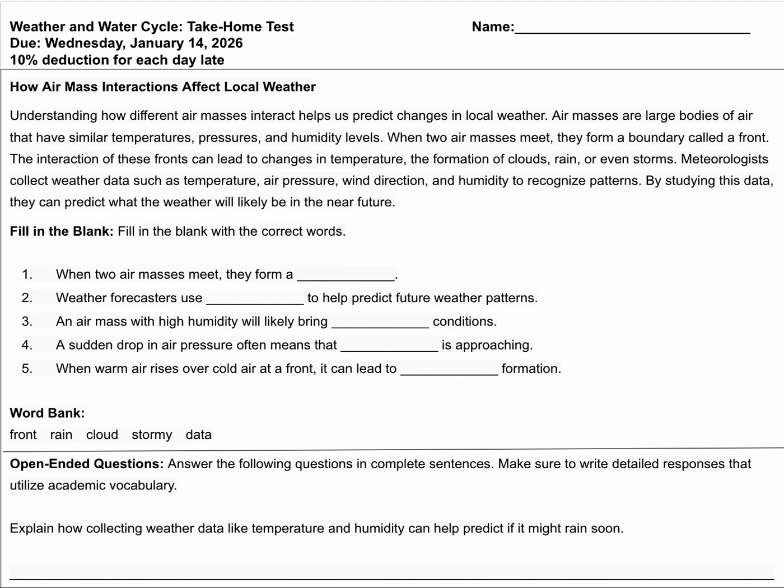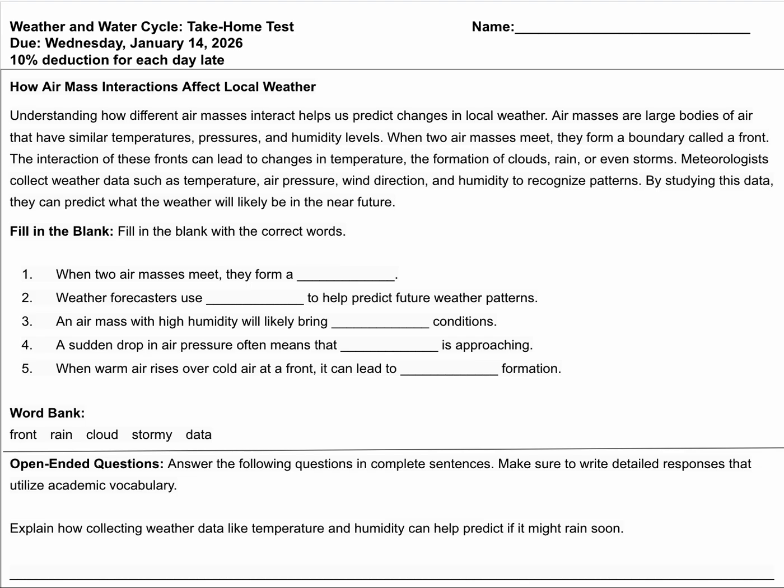Fill in the blank. Fill in the blank with the correct words. 1. When two air masses meet, they form a blank. 2. Weather forecasters use blank to help predict future weather patterns. 3. An air mass with high humidity will likely bring blank conditions.